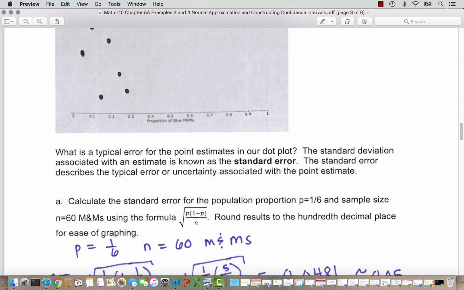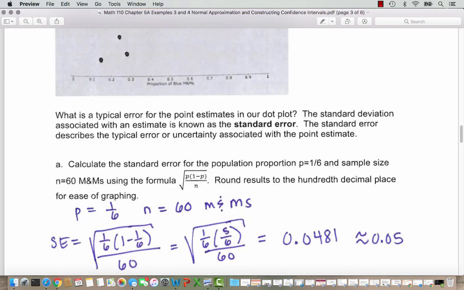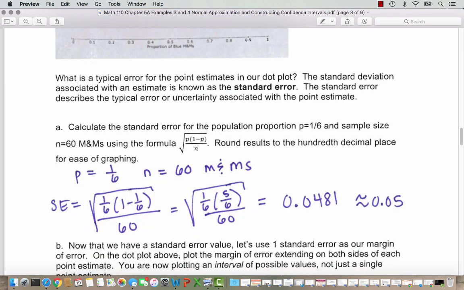We've got a square root of p times 1 minus p all divided by n. So this is our formula to find the standard error for proportions. For any problem with categorical data where we're working with proportions, we will be using this formula. All right, so let's do our calculation, and then we're going to round our results to the hundredth decimal place for the ease of graphing.